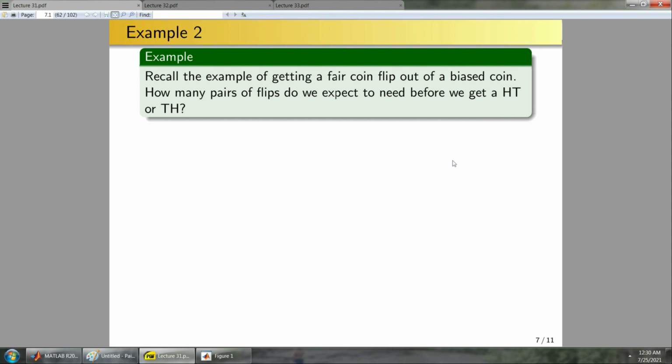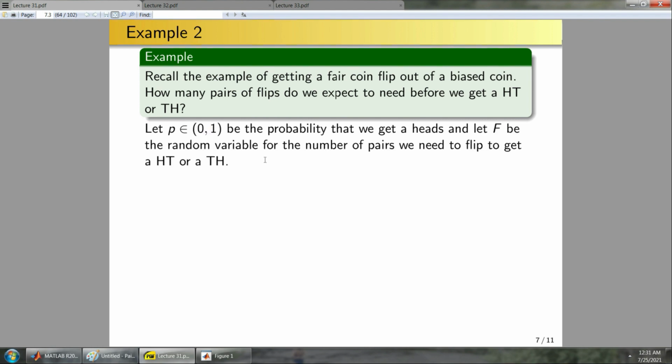So a natural question you can ask is, how many pairs of flips do we expect to need before we get a heads-tails or a tails-heads? In practice, this is really saying, how many times am I going to need to sit here and flip the coin until I can say I have a fair flip? Well, let's tackle this problem. Let P, between 0 and 1, be the probability that we get a heads, and let F be the random variable for the number of pairs we need to flip to get a heads-tails or a tails-heads.